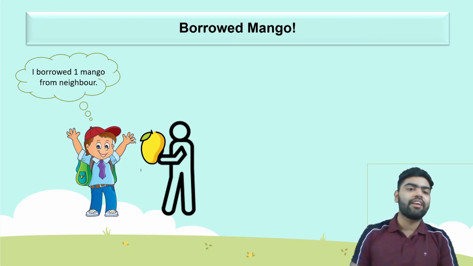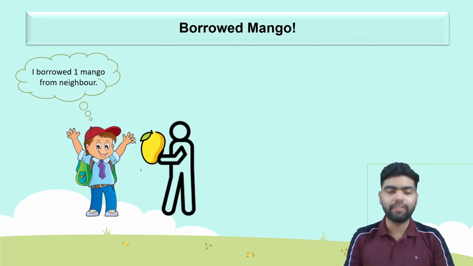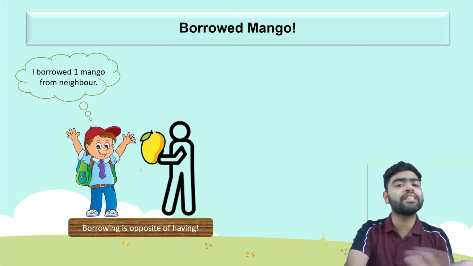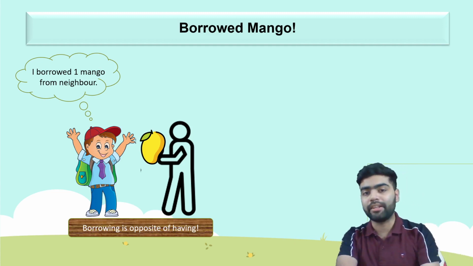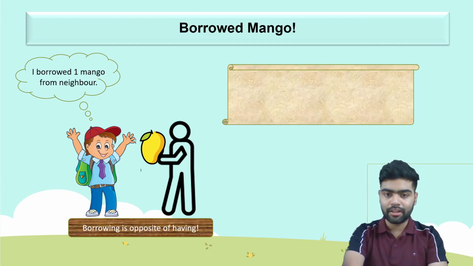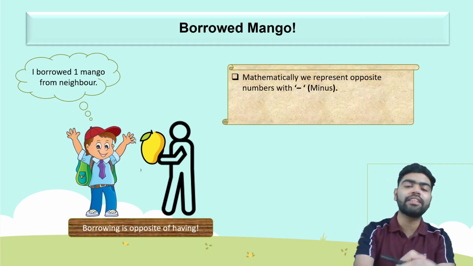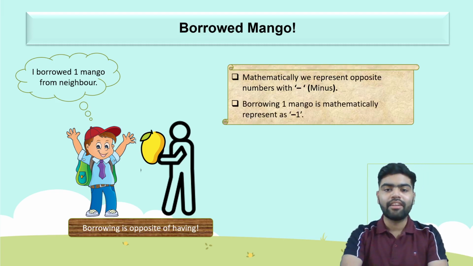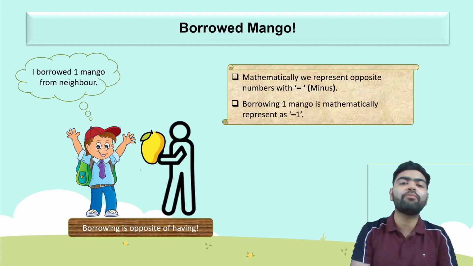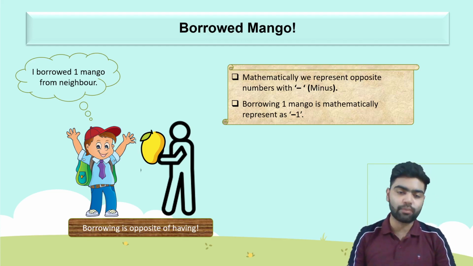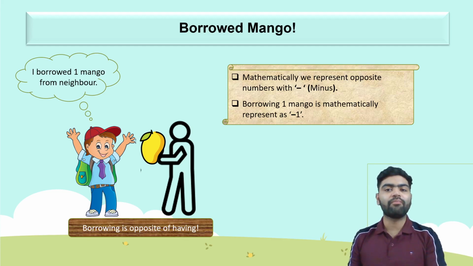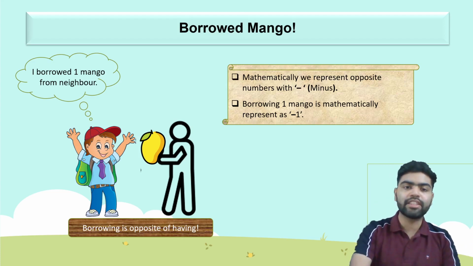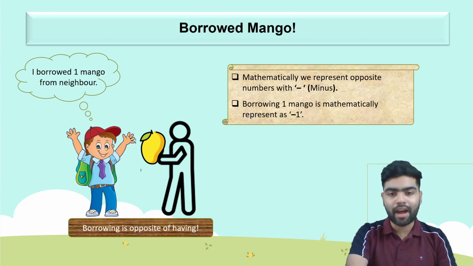This borrowed mango that is being taken from the neighbor of Pawan, borrowing is basically considered the opposite of having. You're not having it, you are borrowing it. Mathematically, we represent opposite numbers with a minus sign or a negative sign. Now, borrowing one mango mathematically is going to be represented by what? By -1. You had 8 mangoes, but you didn't have one mango, so that is represented by -1. This borrowed mango is represented by -1.